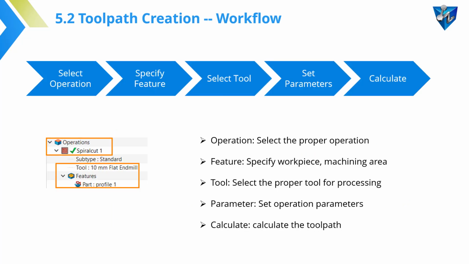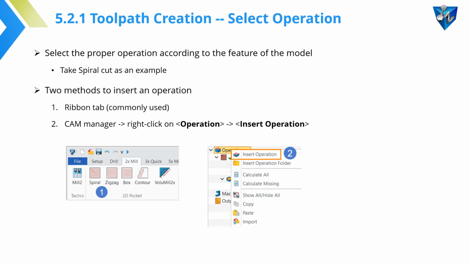And then the second step is to create the toolpath. So the workflow is very clear. First, we need to select a proper operation. Then we specify the feature. And in the third, we will select a proper tool. After that, we set the parameters for the operation. And in the final, we will calculate the toolpath. So first, we will select a proper operation according to the feature of the model. There are 2 ways to insert an operation, from the ribbon or from the right-click menu of the operation.